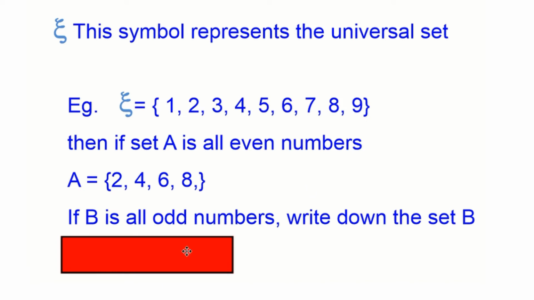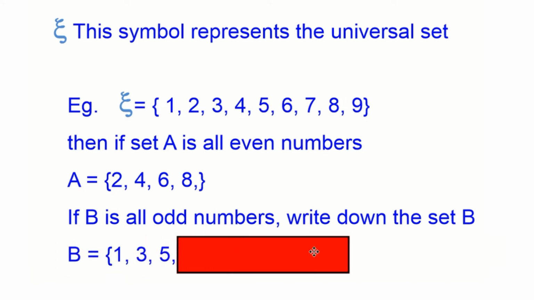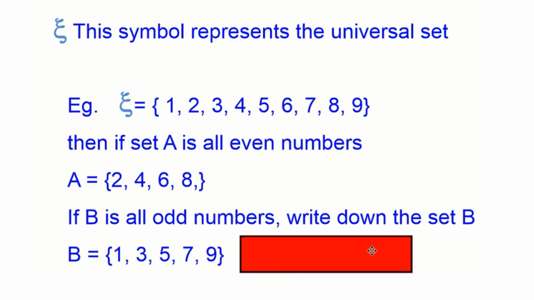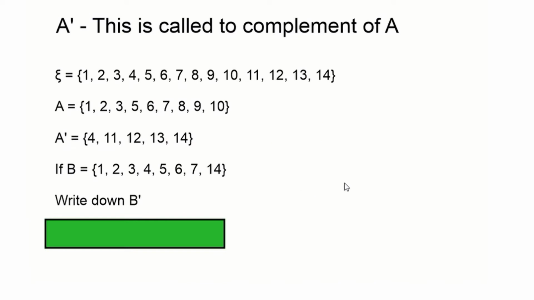Okay, so hopefully we've managed to get B written down, and we should have something that looks like this. So we've got the numbers 1, 3, 5, 7, and 9, and we're using our curly bracket set notation like we've been doing before. Now, next, we're going to look at the final thing before we go on and do a little bit of work from the worksheet.